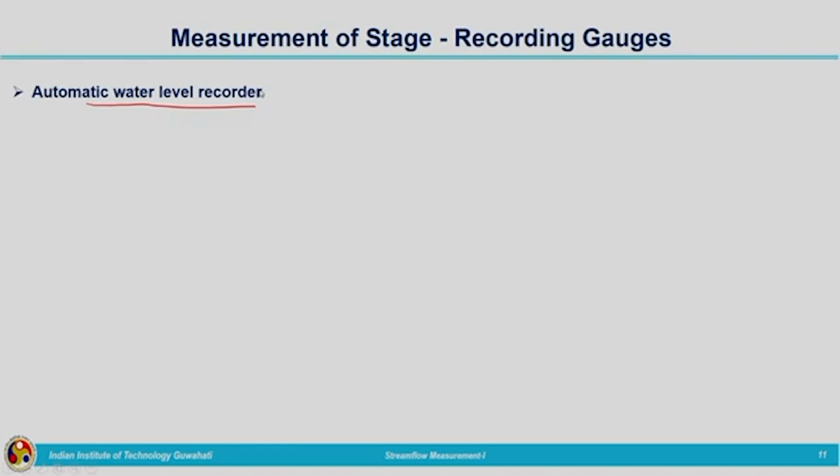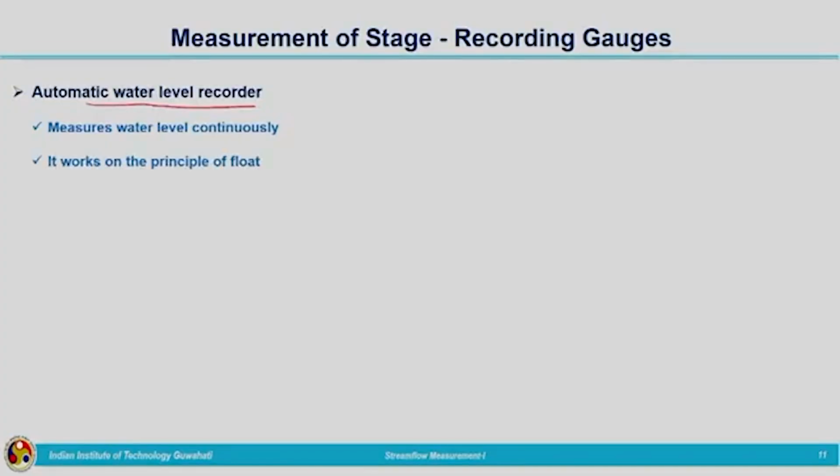Now, next one is the recording gauge, automatic water level recorder. In this case manually we do not have to measure, automatically it will be measuring the water depth. That is, there will be some data logger, and that will be providing the data in the computer. So, how the mechanism is, let us see that it measures water level continuously. In the case of manual measurement, whenever required we will be doing it manually, but in this case, since it is automatic, it is recording the water level continuously.